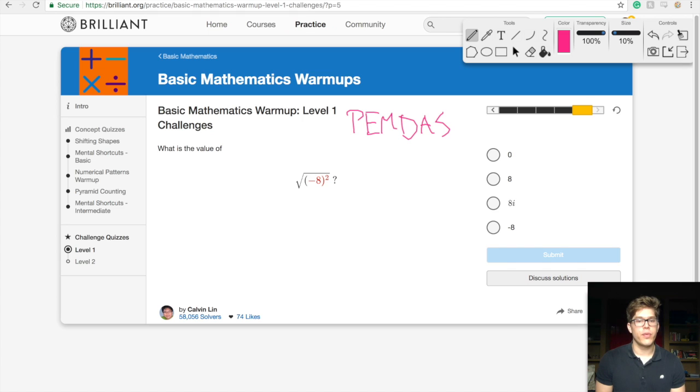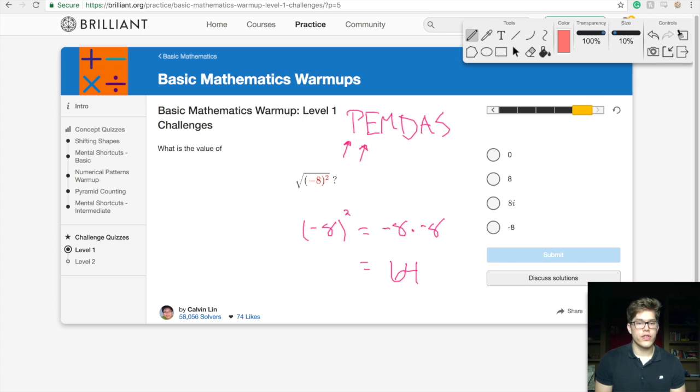So what do we have? Well, first is parentheses. That's what P is for. And then we have exponents. So what do we have in parentheses? We have negative 8 squared. What does this equal? Well, this equals negative 8 times negative 8. And negative 8 times negative 8 equals a positive 64, as two negatives multiplied together make a positive.